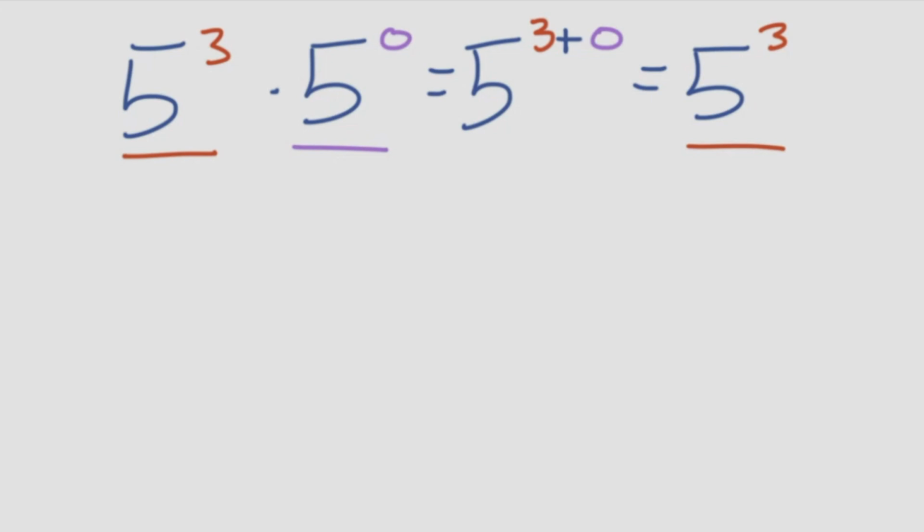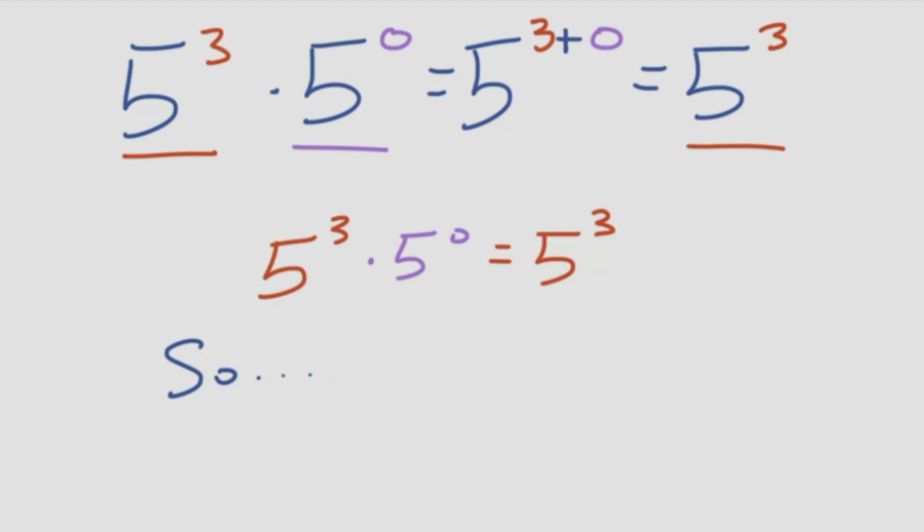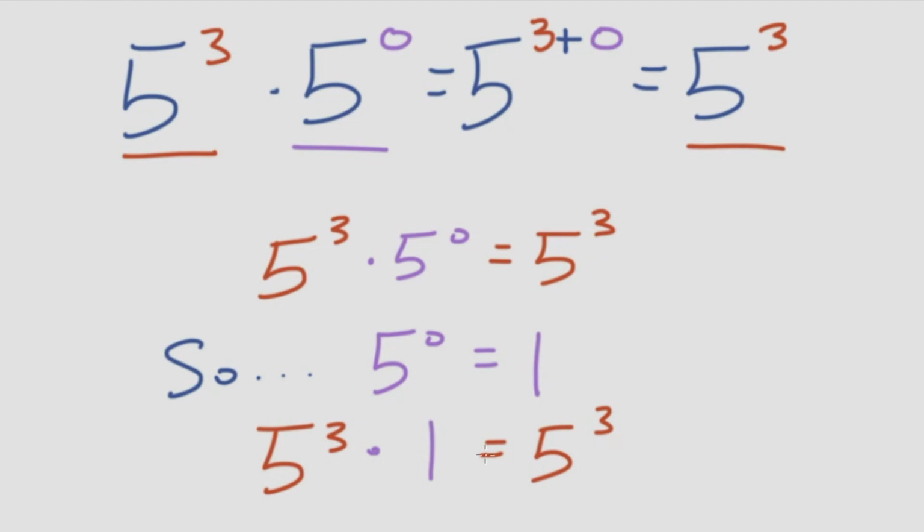Once again, I'm going to write this again. 5 to the power of 3 times 5 to the power of 0 is equal to 5 to the power of 3. That 5 to the power of 3 still stays there. What does that tell you? Well, that tells me that 5 to the power of 0 should probably be equal to 1. So I'm going to write that down in blue. So 5 to the power of 0 is equal to 1. The reason why is that there's only one number that you can multiply by itself to get that same number, and that's 1. So 5 to the power of 3 times 1 is equal to 5 to the power of 3.